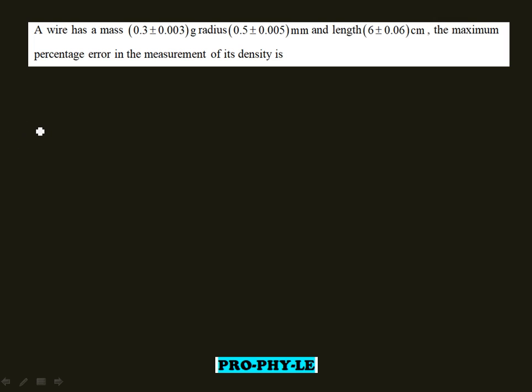Now look at this question. There is a wire of mass m, radius r and length l given. The maximum percentage error in measurement of density. Since mass, radius and length are given, we have to assume that as a cylindrical wire. The given wire is a cylindrical wire.